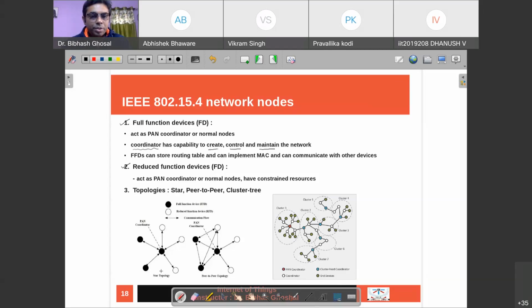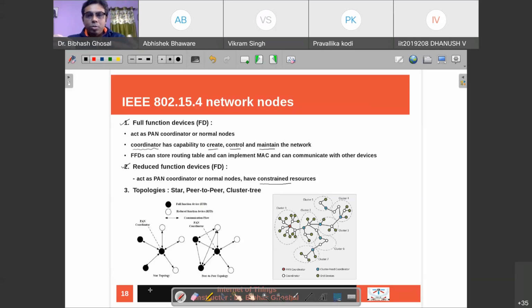This is a personal area network where the black ones represent the fully functional devices and the white ones are reduced function. Reduced function means they don't have so much power; they are constrained resources. So you can think of the PAN as a kind of gateway, and these are the microcontrollers or the sensing units that you are connecting.